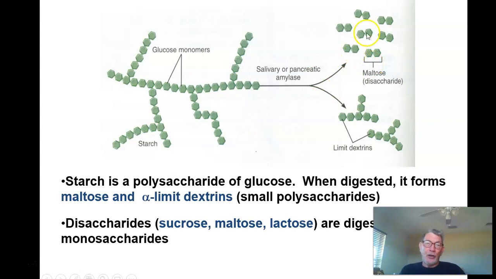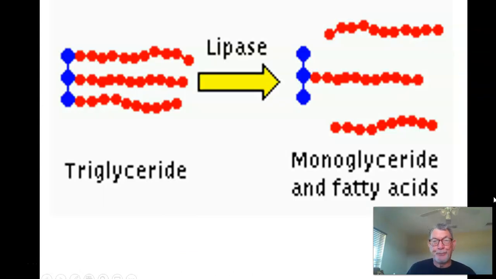Your disaccharides, of which this is one, are sucrose, table sugar; maltose, which is this one, which you get a lot of when you break down starch; and lactose, which you get from milk. Lactase breaks down lactose, maltase breaks down maltose, sucrase breaks down sucrose. It's all named pretty well.